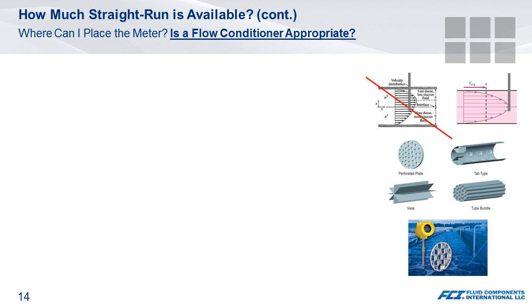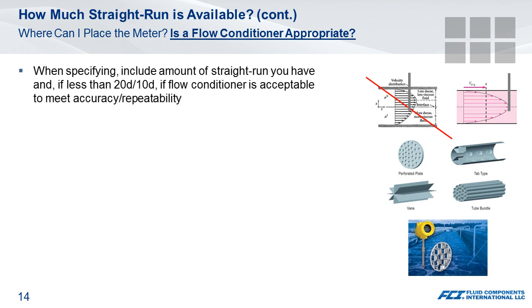So if your application does not have enough inherent straight run available and you can't live with the inaccuracy because of that lack of straight run, the next thing to consider is a flow conditioner. A flow conditioner is designed to reduce that amount of straight run and produce a repeatable profile in a lot fewer diameters. So what I would encourage you to do is ask your thermal flow meter supplier to provide an accuracy assessment both with and without the flow conditioner, and make the assessment yourself.